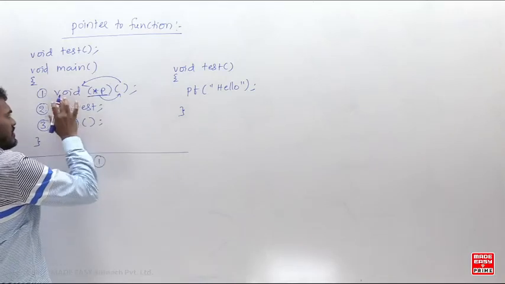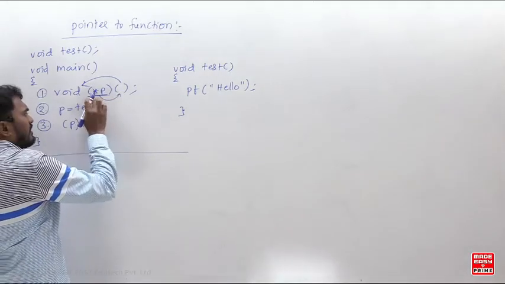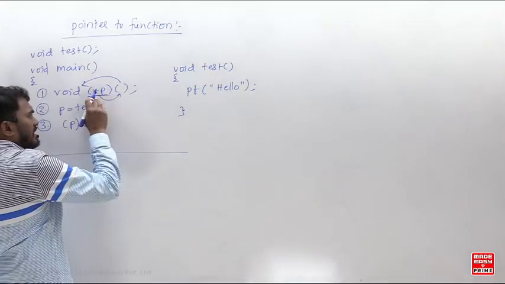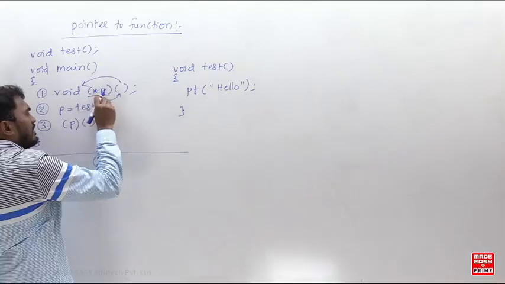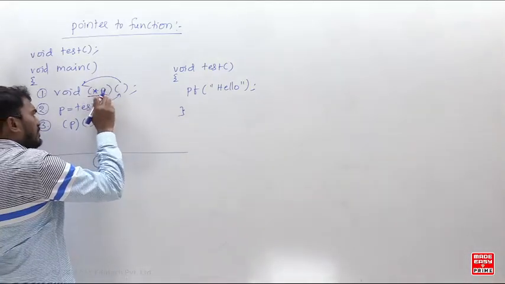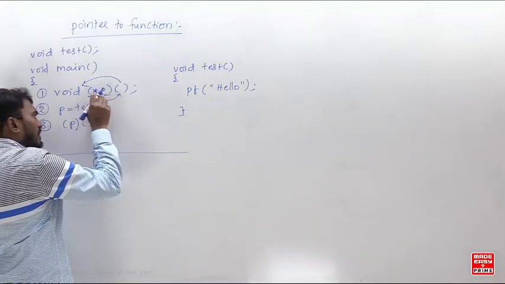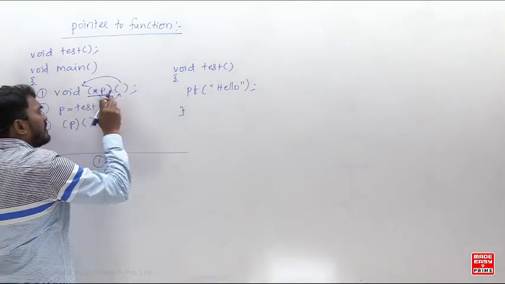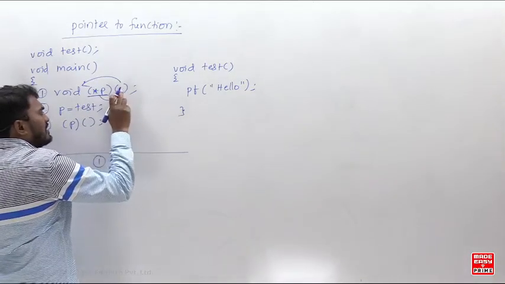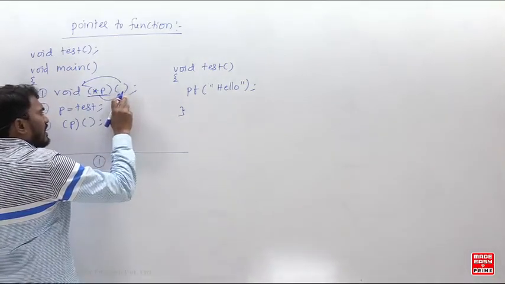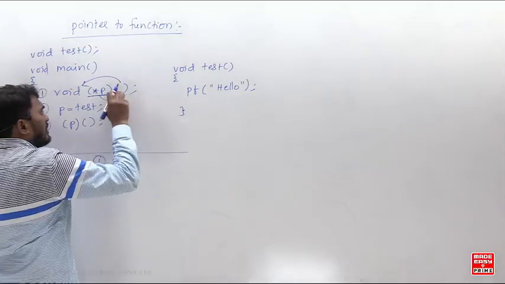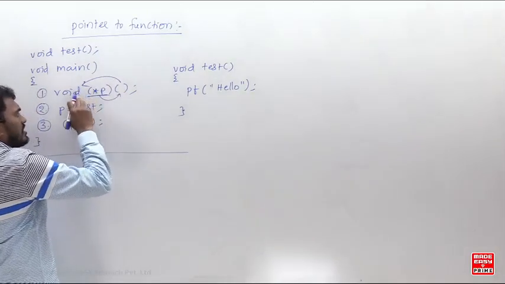I'm repeating, you start from left to right. You are having two brackets, the first left bracket. Inside that you are having star and P. So what do you say first? P. So P is a pointer. Pointer to whom? To the function. Is it taking an argument? No arguments. Is it returning anything? Returning void. This is how you have to say.